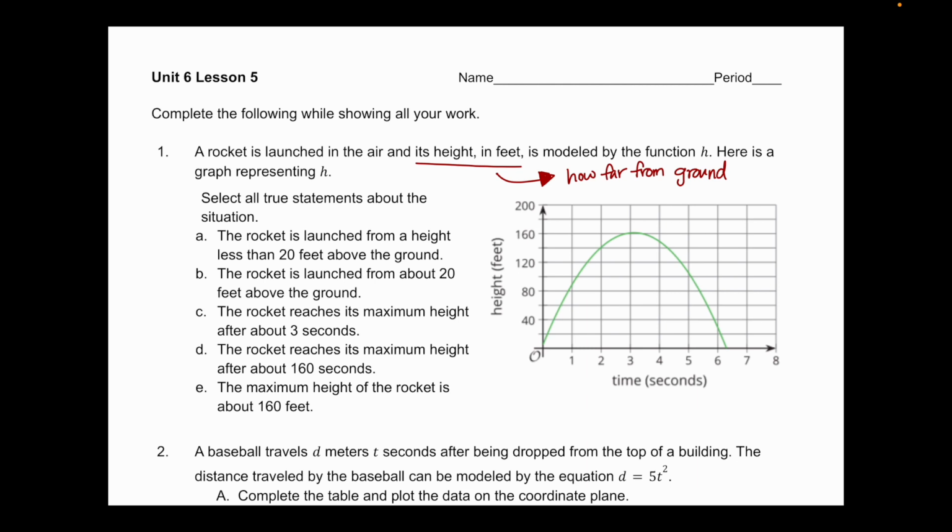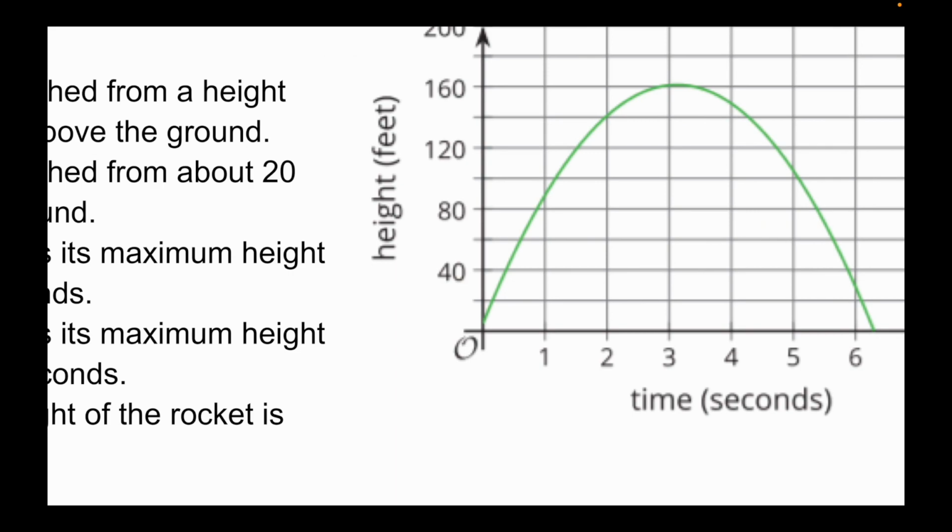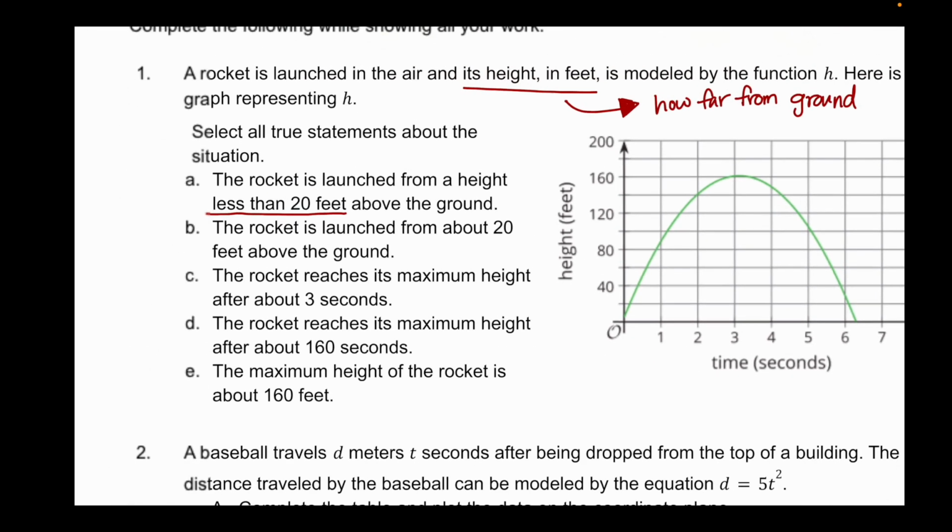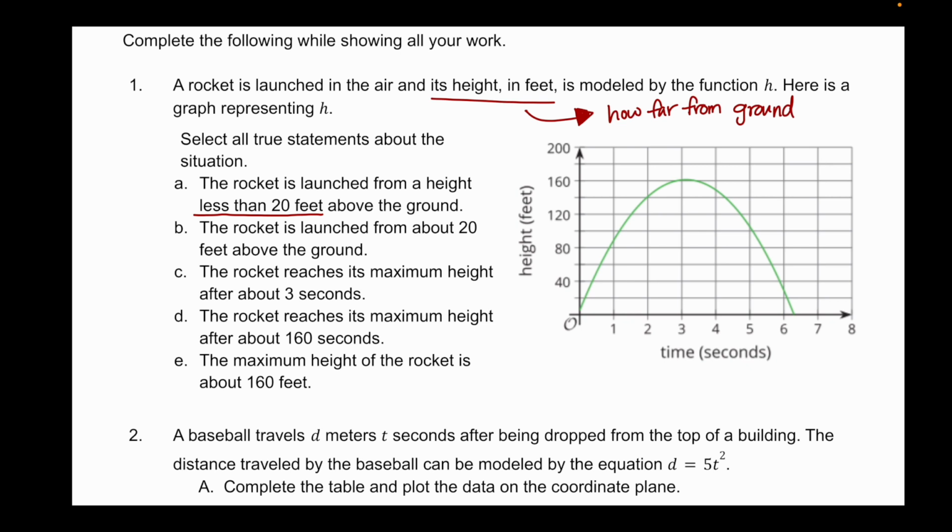Select all true statements about the situation. We're going to look at each of these and see if it lines up with our graph. The first one says that the rocket is launched from a height less than 20 feet above the ground. That is what we look for in our initial value, or where it touches the y-axis. So 20 feet would be right here. I would definitely say this touches at less than 20 feet. So this first option works.